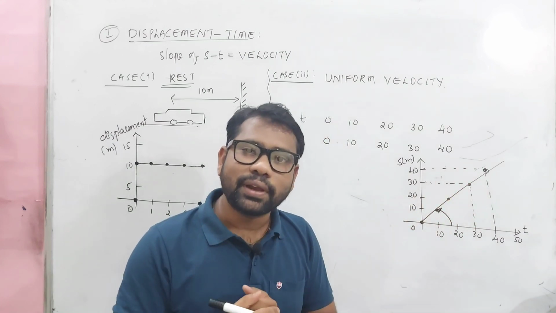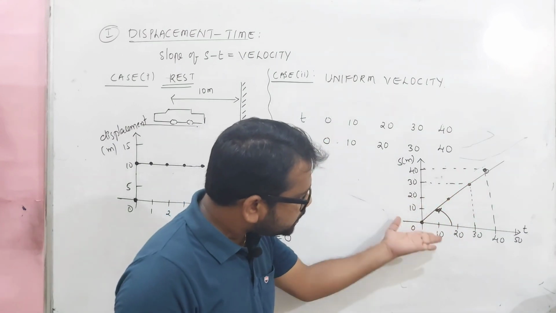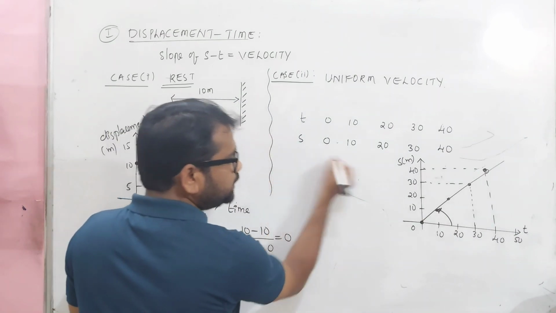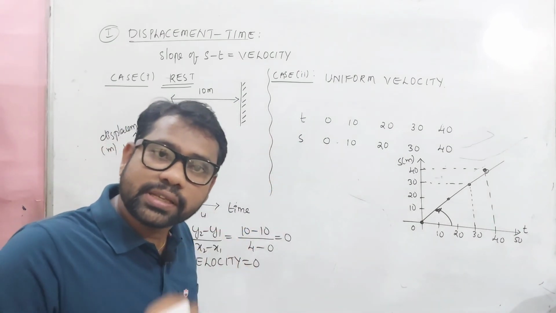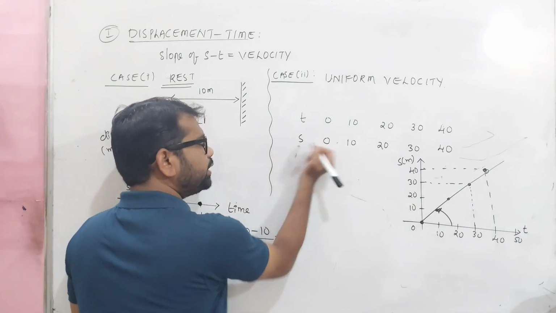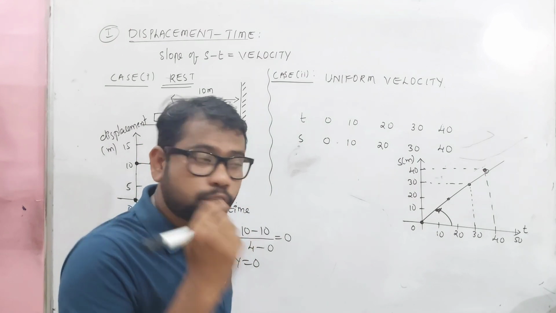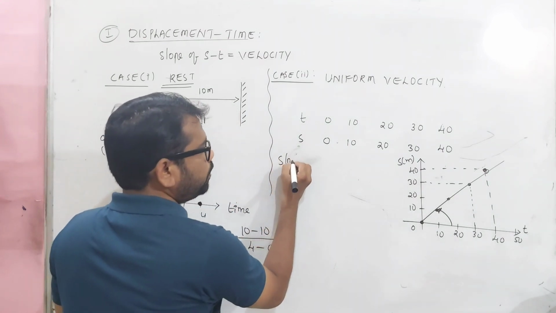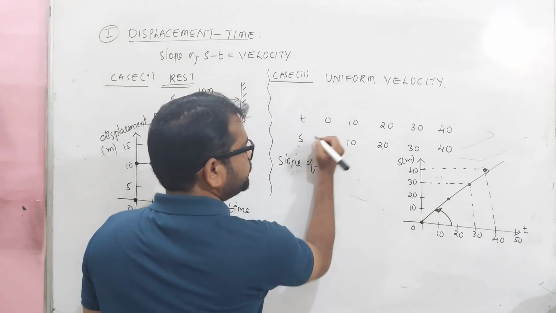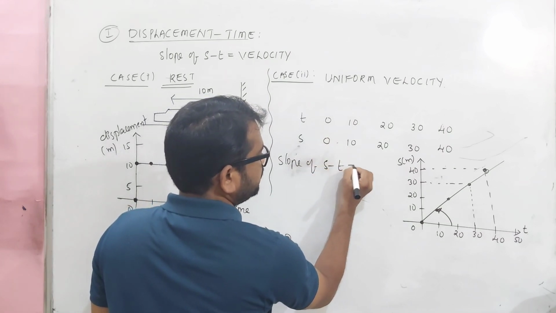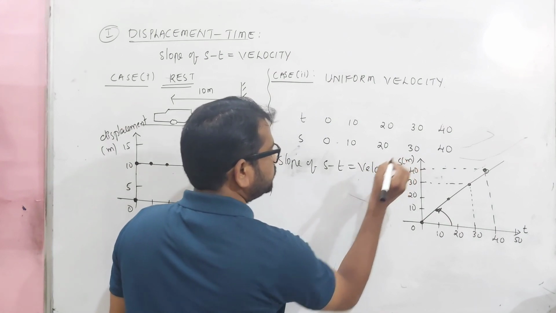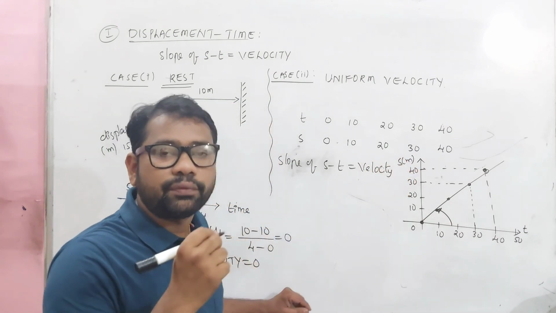Then how can we calculate velocity, children? You can calculate the velocity by finding the slope. So in this case, let us calculate the velocity. What is the velocity of the body? How can we calculate it? By finding the slope. The slope of the displacement-time graph gives velocity. So this point we should not forget: the slope of the displacement-time graph gives velocity.